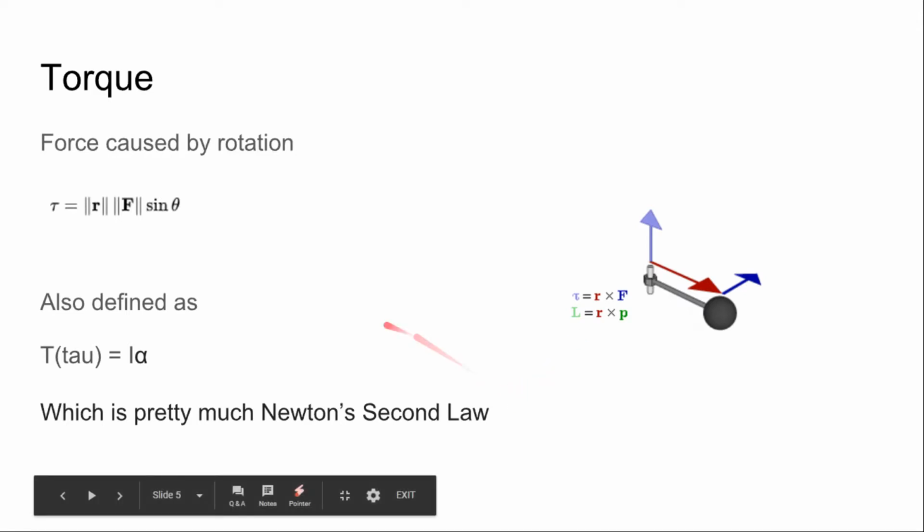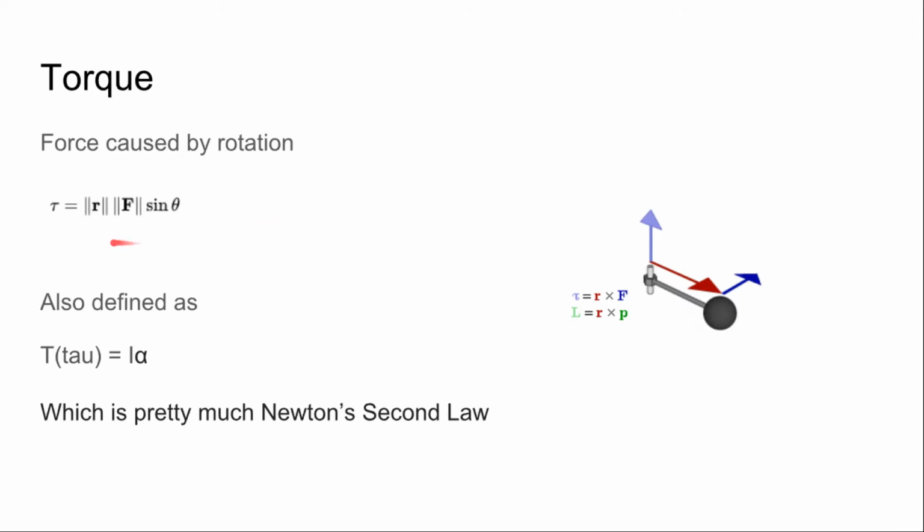So now, what is torque? So torque is pretty much a force caused by a rotation, and it is simply defined as tau equals r times F sine theta, which is pretty much explaining that torque, of course, is based on the force applied and the radius at which it is applied as well, which means the further out you apply the force, the larger the torque is. It is also defined as tau equals I times alpha, which is moment of inertia times angular acceleration, which is pretty much Newton's second law.